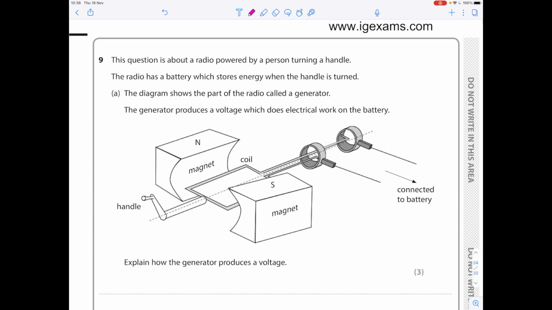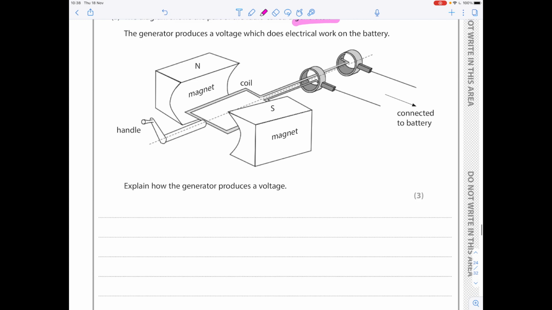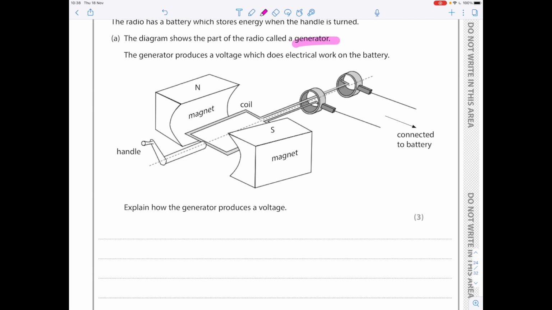This question is about the radio powered by a person turning a handle. The radio has a battery which stores energy when the handle is turned. The diagram shows the part of the radio called the generator. The generator produces a voltage which does electrical work on the battery. Explain how a generator produces a voltage.